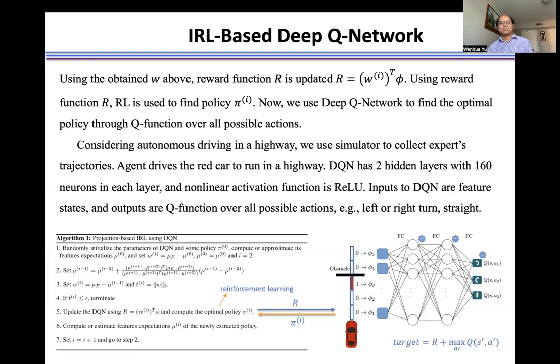And then we update it to find the W, and from W we get the R, and we give this R to the Q network. The Q network generates a policy and gives the policy to the inverse reinforcement learning. In this way, we can finally find the optimal policy without manually designing the reward function.